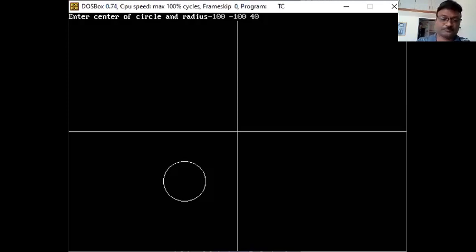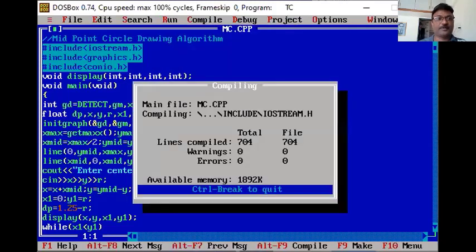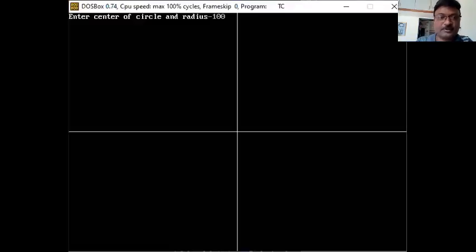Suppose I put another one, then I have to execute it. Suppose the same, I have considered minus 100, 100 and 40. So that appears in the second quadrant. So the user has the freedom to enter any value. You are the programmer. You have to adjust and modify that program as per the user input value.